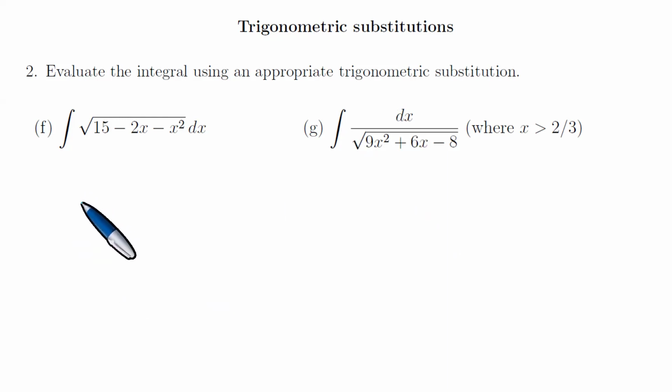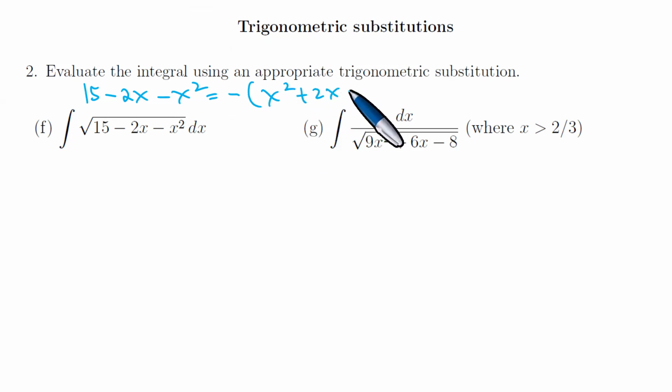Now, to deal with 2f, because this one is a quadratic under the square root, we need to use what we call completing the square. So we have 15 minus 2x minus x squared, which is exactly minus (x squared plus 2x minus 15). We must always make sure the coefficient of x squared is 1, so you must factor out the common factor. And then now you have x squared plus 2x.